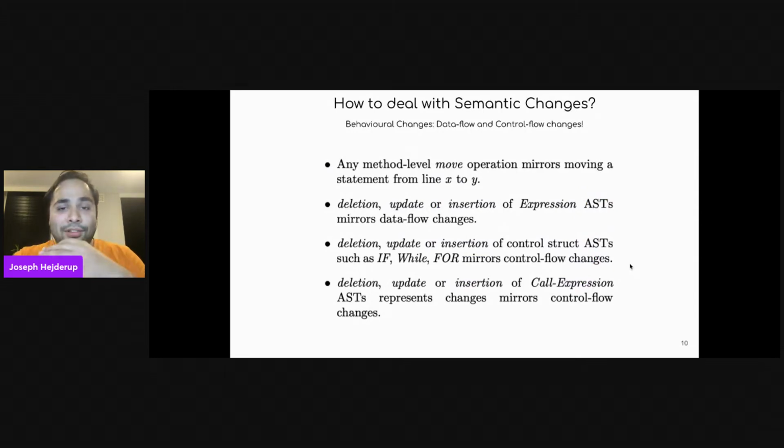Of course, an interesting question is how to deal with semantic changes, because non-semantic changes are relatively easy to identify, but for semantic ones it's much more difficult. I basically look into move operations, deletion, updates, etc., in the AST. But it's not a complete approximation. It's not that I'm able to capture fully new changes.